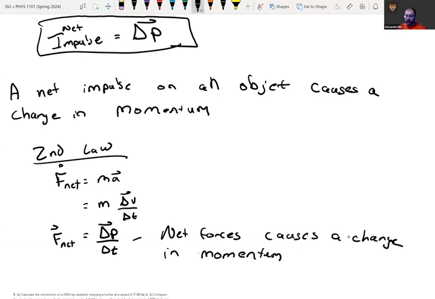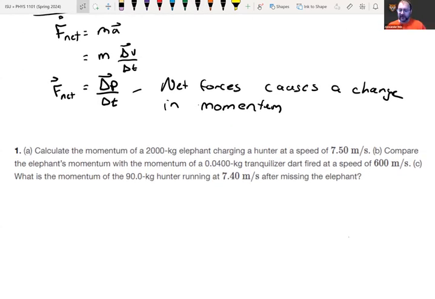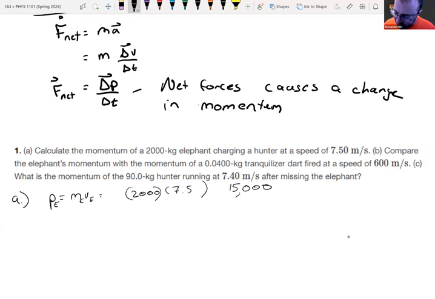All right, it's big now. This one says, calculate the momentum of a 2,000 kilogram elephant charging a hunter at a speed of 7.5 meters per second. So this one is really not too bad. All you need to do is momentum of the elephant is equal to mass of the elephant times velocity of the elephant. So 2,000 kilograms times 7.5. This would basically be 15 and then 3 zeros. So 15,000 kilogram meters per second.